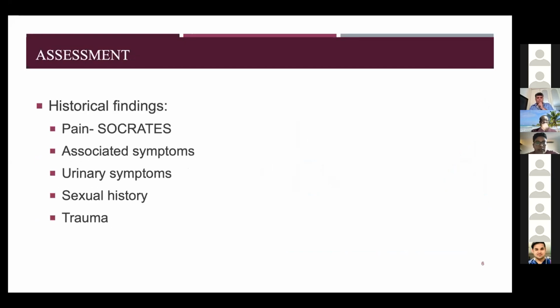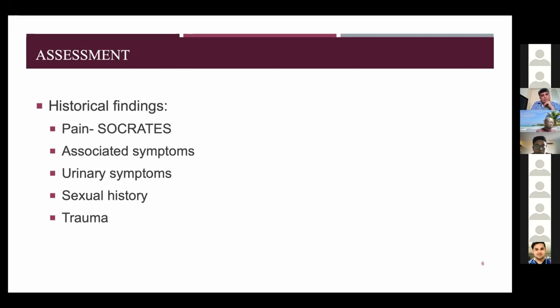So how do we assess a patient presenting with testicular pain? Usually historical findings are important. The history of pain is really important. We usually follow the SOCRATES method to take history from the patient: site of the pain, onset of the pain, if it's sudden in onset or gradual, any character of the pain, any radiation towards any other parts of the body, any other associated symptoms, or any associated palliating or aggravating factors.